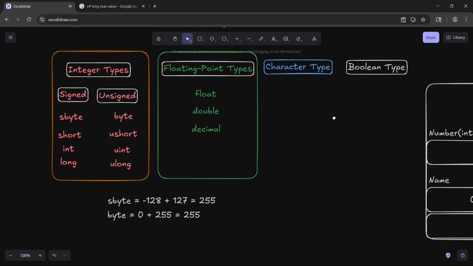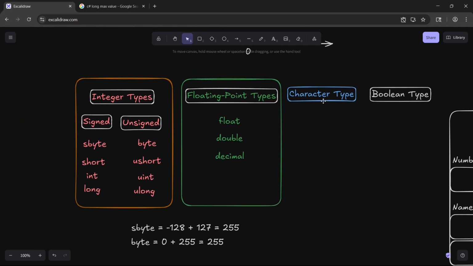So we've covered primitive types in C#, which are integer types, floating types, character type, and Boolean type. Under integer, we have the signed and unsigned. Under signed, we have sbyte, short, int, and long. Under unsigned, we have byte, ushort, uint, ulong. Under the floating point types, which are of course fractions or decimals if you want to call them that, we have the float, double, and the decimal. Then we have the character type, which is just one character, also known as char.